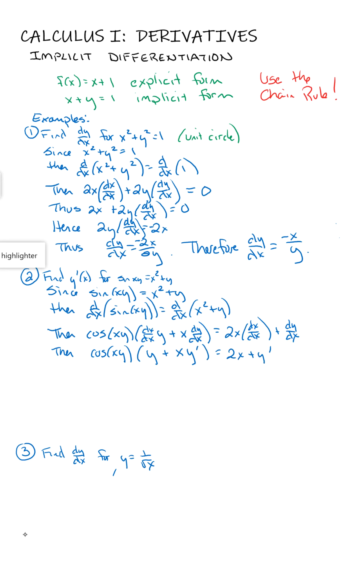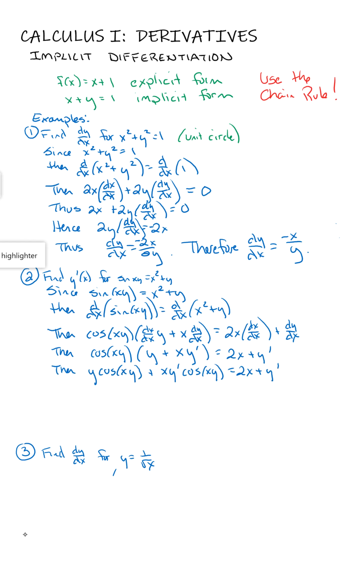Now I do need to solve for y prime, so one of the things we're going to do is we'll go ahead and distribute this cosine out. So that gives us y times the cosine of xy plus x y prime times the cosine of xy is equal to 2x plus y prime.